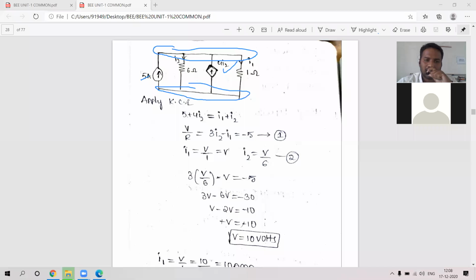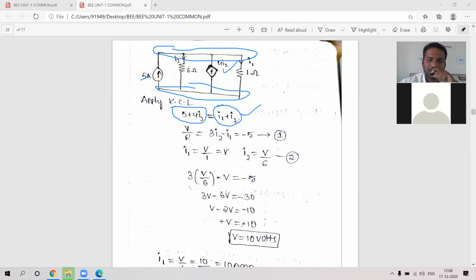So that's why I am writing the current directions as towards the node, that is 5 plus 4i2, the sum of currents entering. These are the entering currents. And the remaining currents, that is i2 and i1, are the leaving currents. That's why I have written them on the right side. And because of the parallel circuit, the voltage will be the same across any branch.